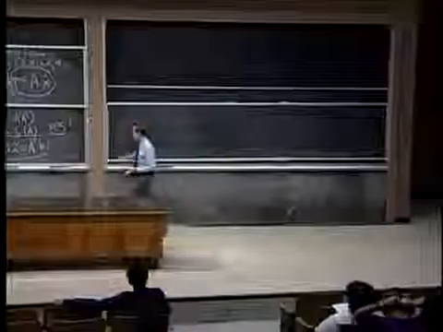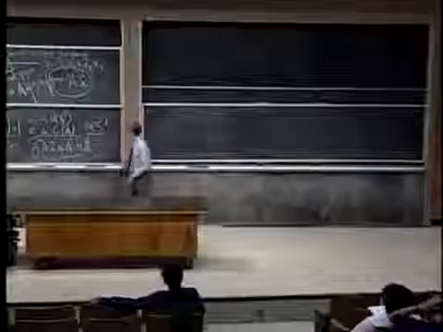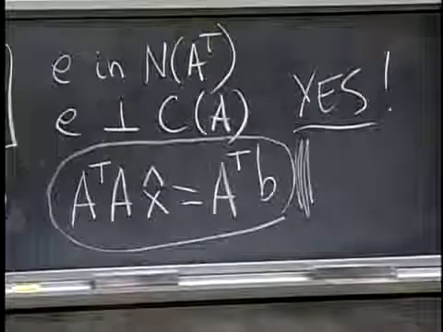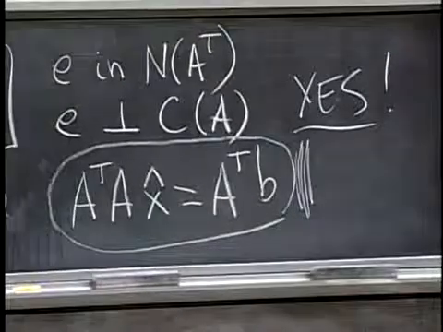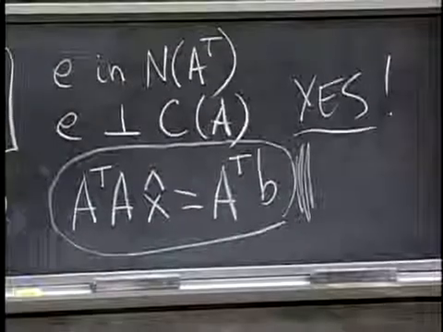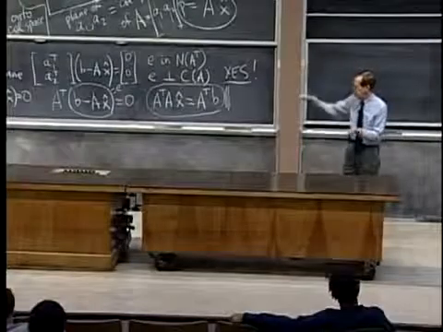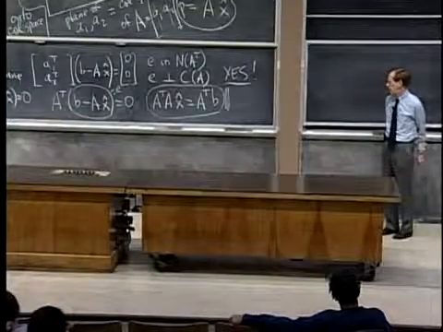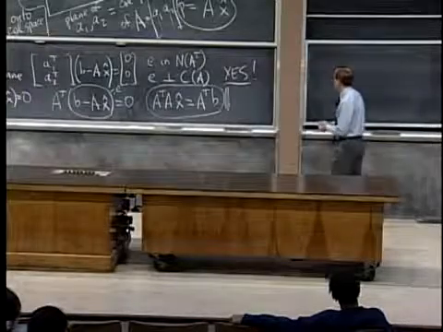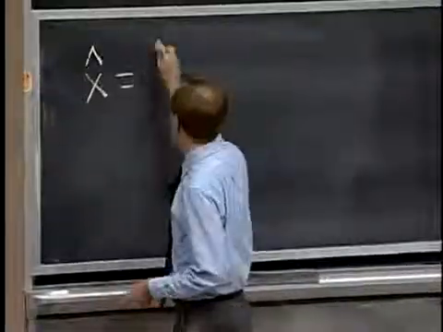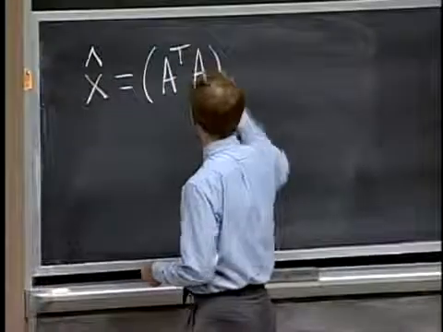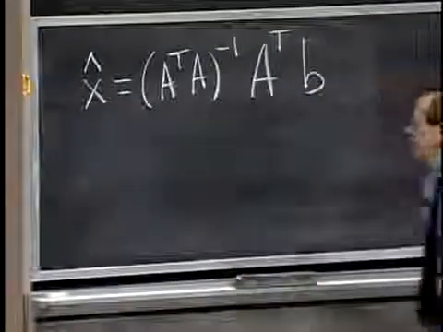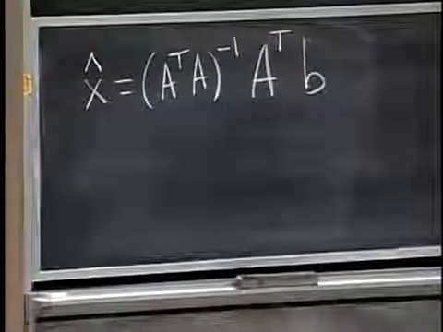Okay, this is the key equation. Now I'm ready for the formulas that we have to remember. What's x hat? What's the projection? What's the projection matrix? Those are my three questions that we answered in the 1D case, and now we're ready for the n-dimensional case. So what is x hat? Well, it's A transpose A inverse A transpose B. That's the solution to our equation.